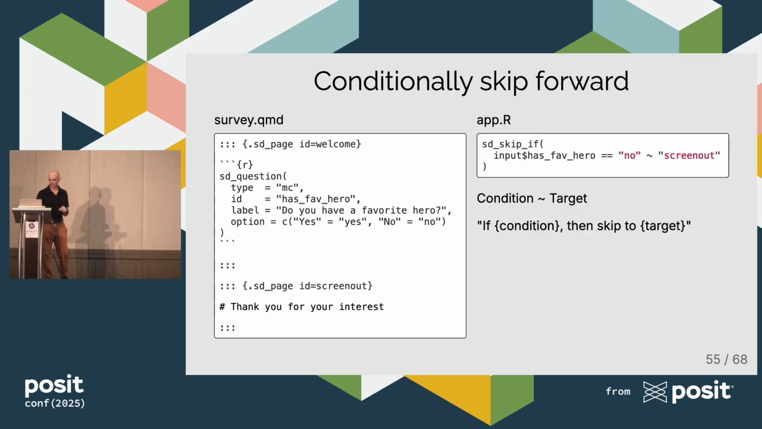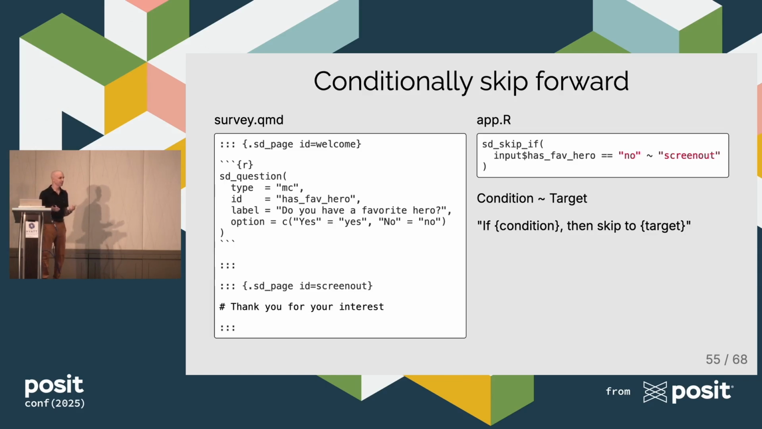And to implement this skip out, we have a function called sd_skip_if. All right? So if this is true, we're going to skip you to another page. And it's the same pattern. You know, if they chose no for this question, we're going to send them to the screen out page. So this just gives you a little bit of a flavor of how we've implemented some of these common types of programmatic interactive features. We wanted everything to be able to be controlled using code or just plain text. So that gives you a preview.